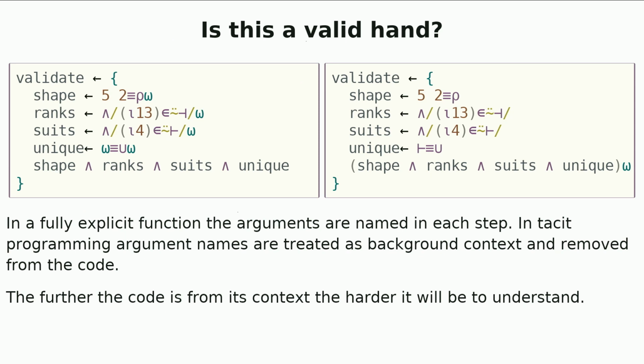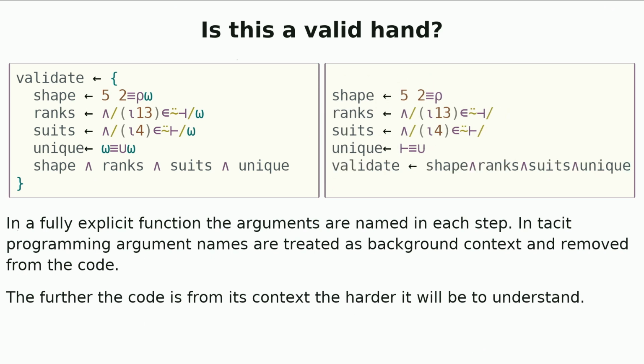And I can even go further with this. I can make it more tacit, because the argument's only used once in this function now. I can actually remove the whole defn structure and make this into a single function validate, which is composed of a bunch of other functions ANDed together.